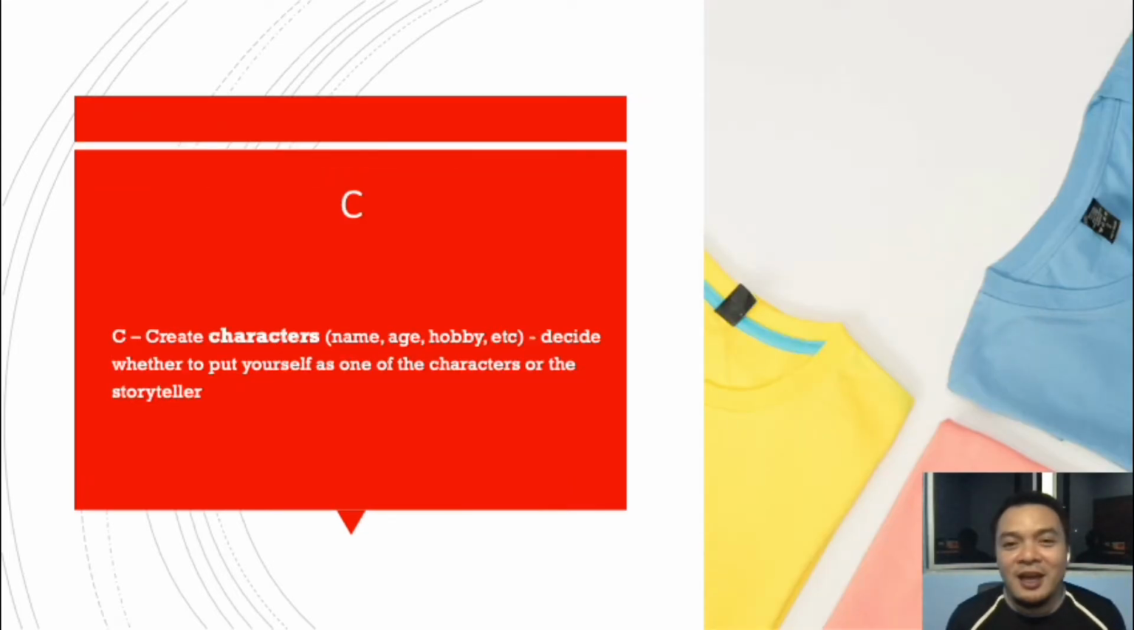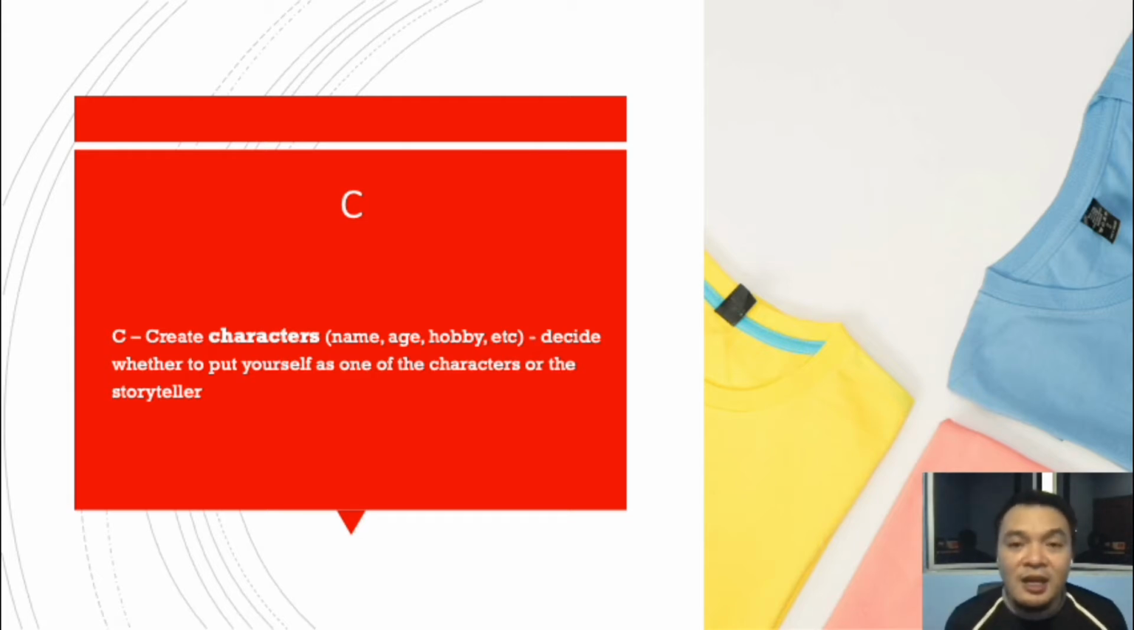Next, we have C. How many characters do you want to have in your story? Bear in mind that some questions might have already provided you with a character on its own. My advice is to have at least one or two characters in your story.